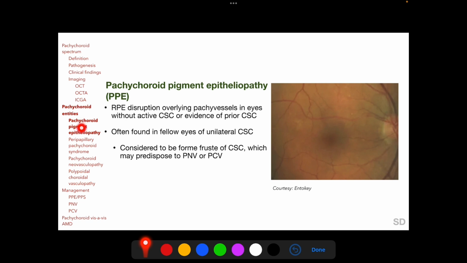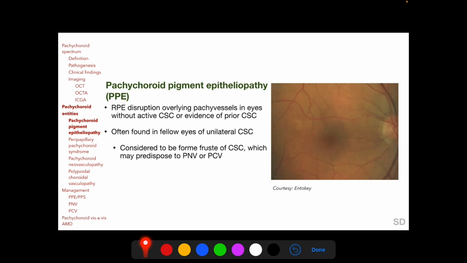Among the pachychoroid entities, we will be discussing central serous chorioretinopathy in the next session. Pachychoroid pigment epitheliopathy, or PPE, is characterized by RPE disruption overlying areas of pachyvessels in eyes without active or evidence of prior central serous chorioretinopathy. If there is evidence of active or prior central serous chorioretinopathy, the diagnosis is central serous chorioretinopathy and not pachychoroid pigment epitheliopathy.